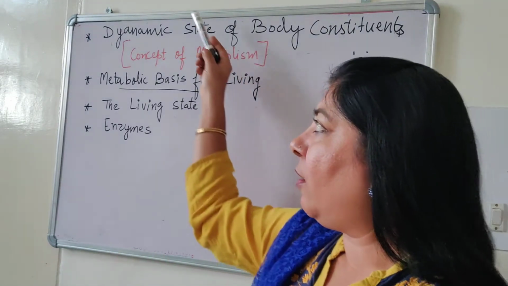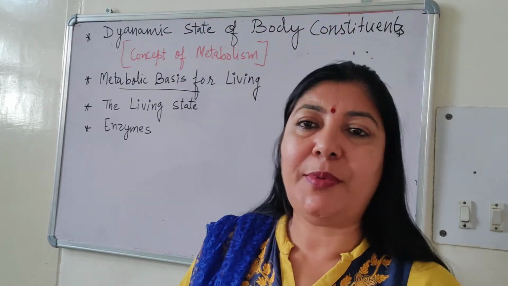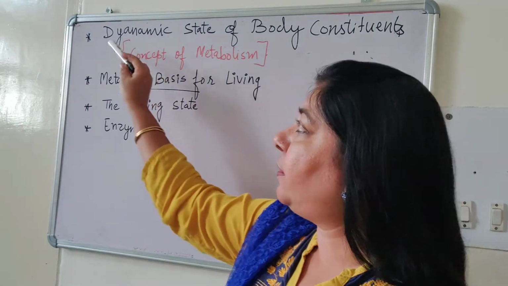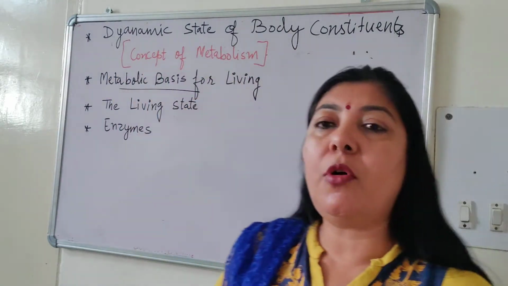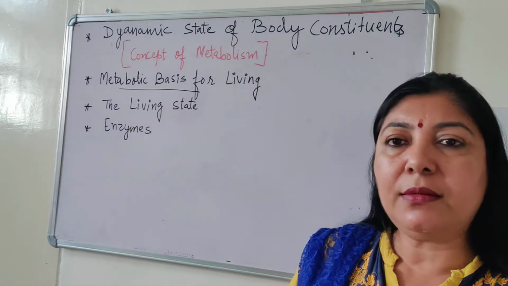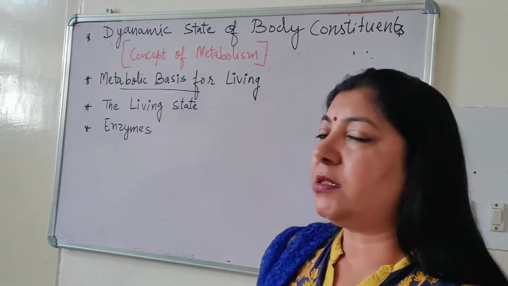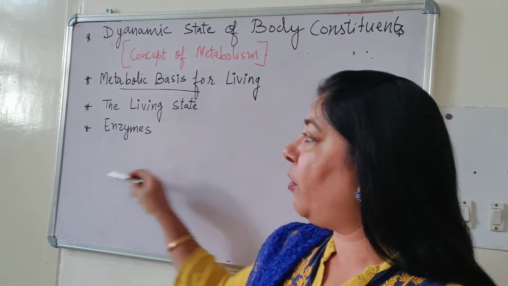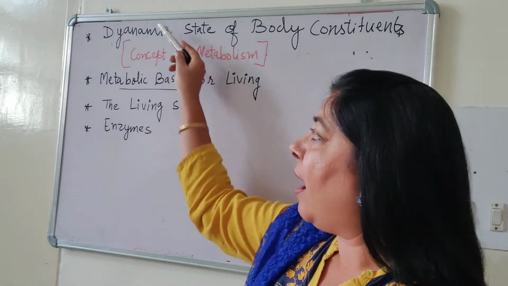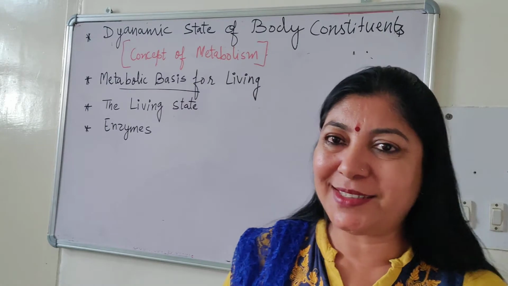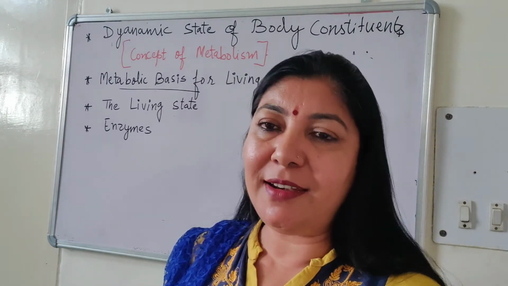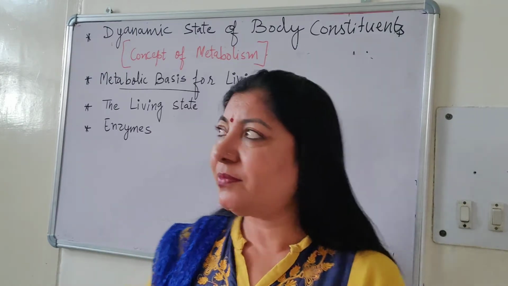So, let's study what all topics are left in this chapter. Four more topics are left: first is dynamic state of body constituents, second is metabolic basis for living, third is living state, and finally, the last topic of this chapter will be enzymes. In today's class, I will take up the first three topics, which are interrelated, very interesting and easy.